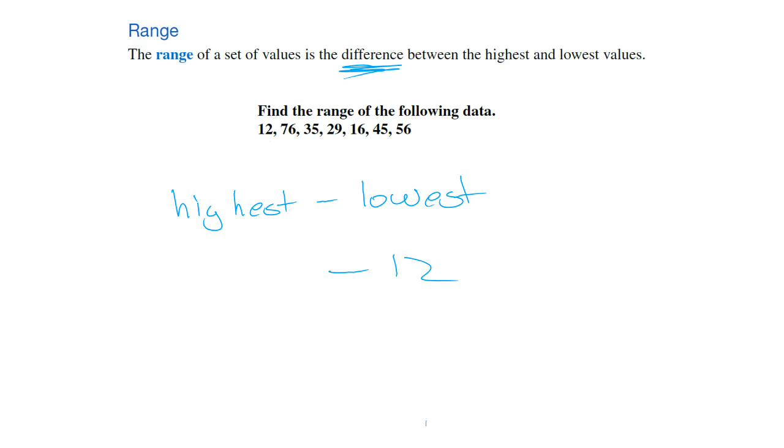So what's my smallest number? I've got a 12. Do I have any smaller number? No. So in this case, 12 is my lowest. What's my biggest? I go 76. Do I have any bigger? No, I don't. So I go 76 minus 12. That's going to give me 64. And that is the range. Look at the biggest, look at the smallest, get the difference. So you get the highest minus lowest.